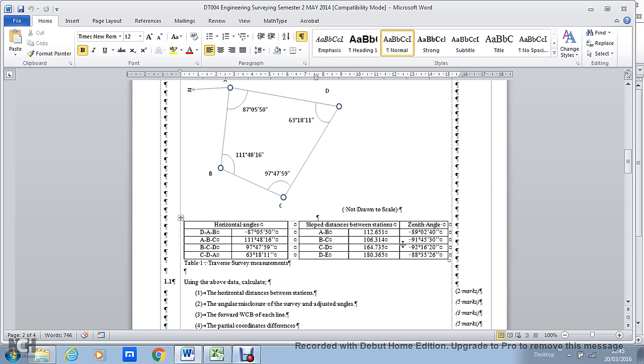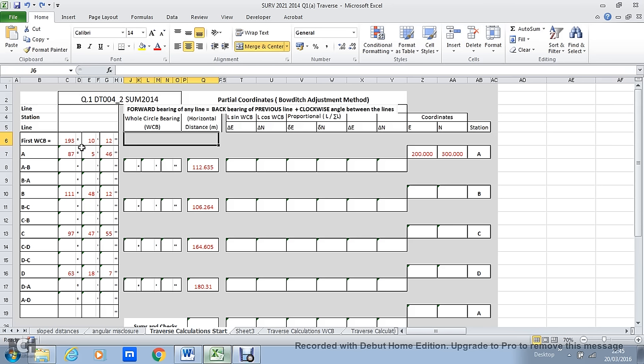In the first video we got the horizontal distances between the stations, given slope distances and zenith angle. In the second video we looked at getting the angular misclosure of the survey and adjusting the angles. In the third video we looked at transferring these values across to our form, which we have to fill in for the traverse solution.